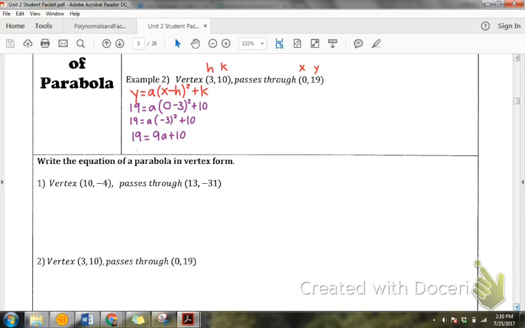Awesome. Make sure that this x has parentheses around it. Seeing great things on your papers. What are we getting for our a value? 1. Okay, so we're getting 1 for our a value. Y equals 1 times (x minus 3) squared plus 10. You have to make sure you put your 10 there.